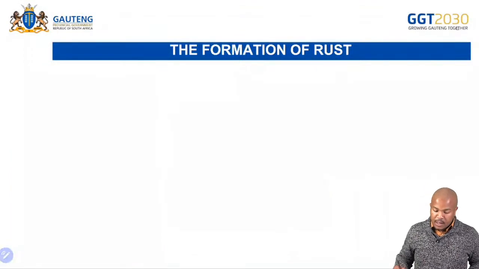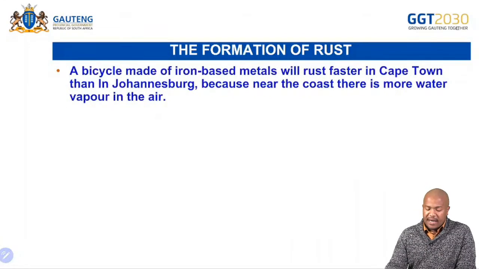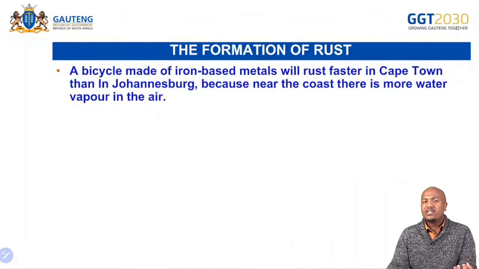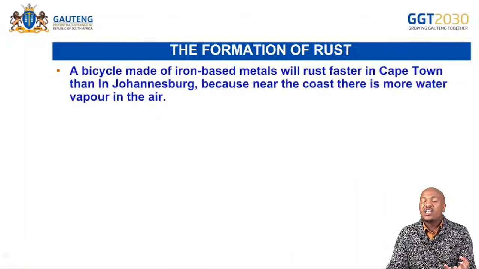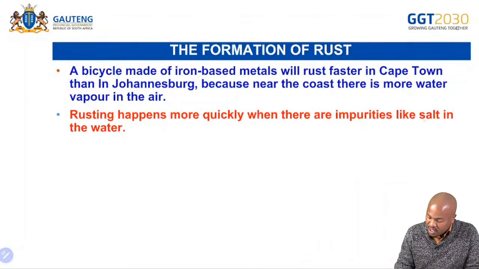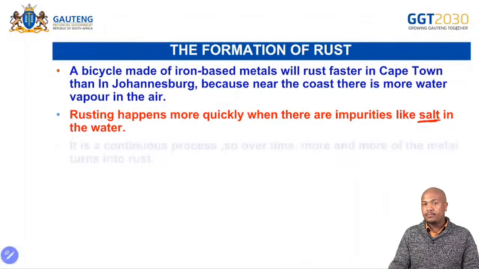Now, here is an example. A bicycle made up of iron-based metals will rust faster in Cape Town than in Johannesburg, because near the coast there is more water vapor in the air. Not only that, the waters in the coast also contain impurities such as salts, which make the rusting process quicker as well.